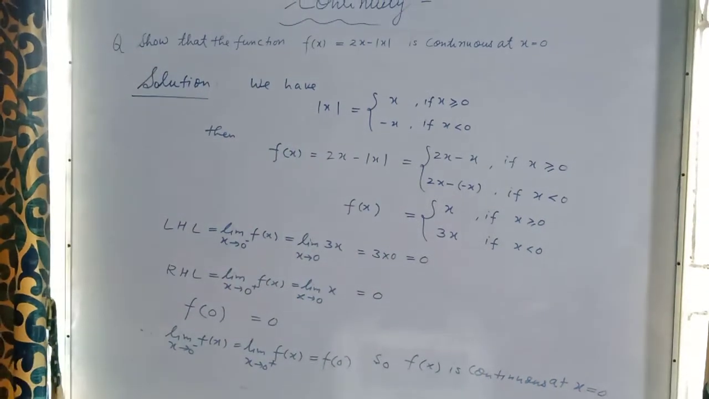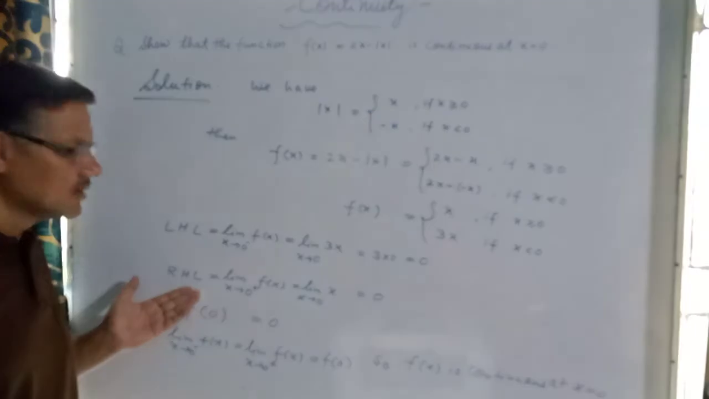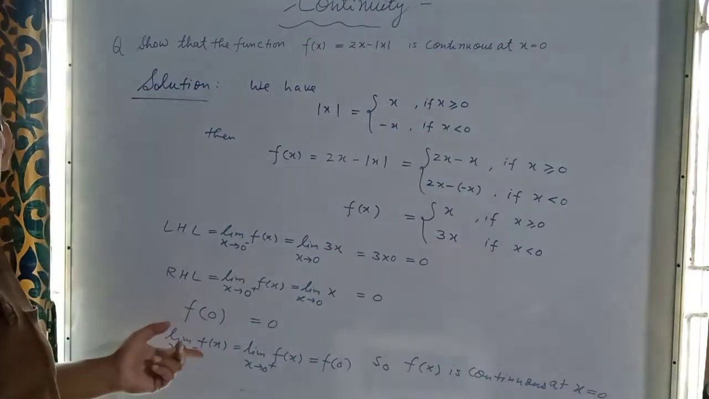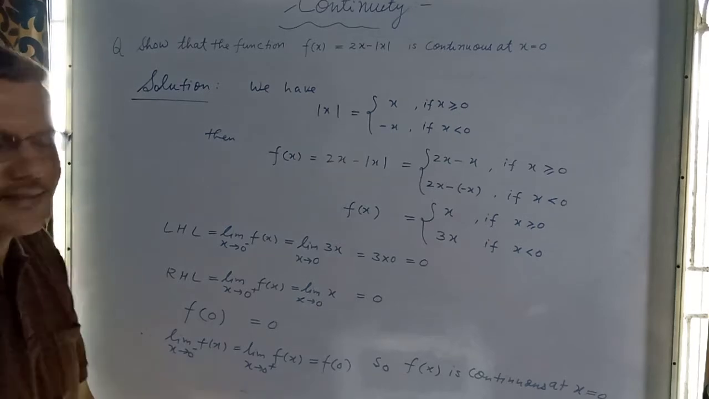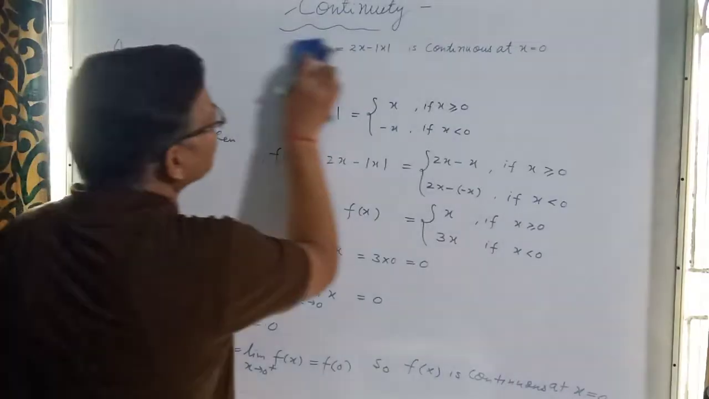So it is very simple to get the left hand limit as well as the right hand limit and the value of the function. If all three are equal, then we say it is continuous, otherwise it is discontinuous. Let's take some other questions.